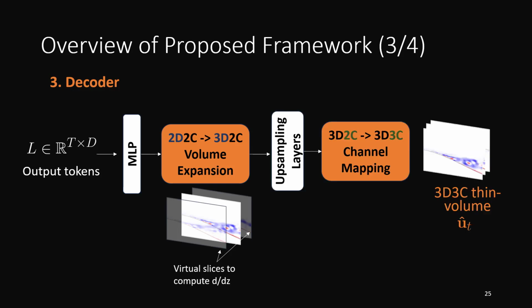And then I upsample it to a number of weights, units or whatever, and then I also do a channel mapping, where if I have 2D, two-component velocities, I try to extract the third component as well. And I can do this using a 3D convolution effectively. And at the end, I get a 3D, 3C thin volume representation. Right? And a thin volume is enough for physical reasons.